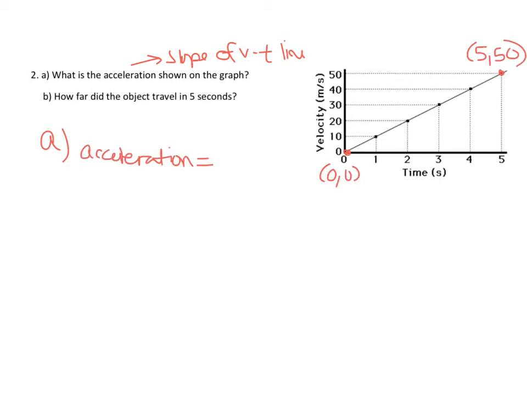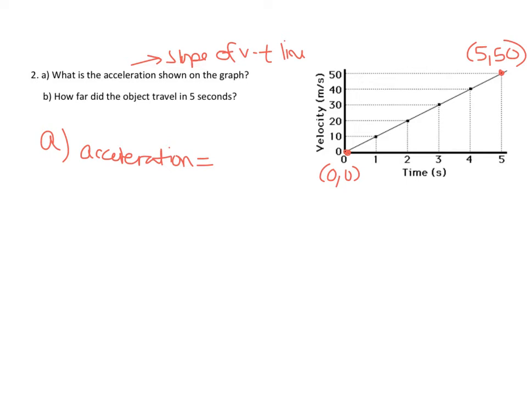So the first thing I did was find 2 points on my line. This is actually a straight line, so you can use any 2 points, but 0, 0 is probably the easiest one to deal with. And then any of the other points are fine. So I have a point at 0, 0 and a point at 5, 50.